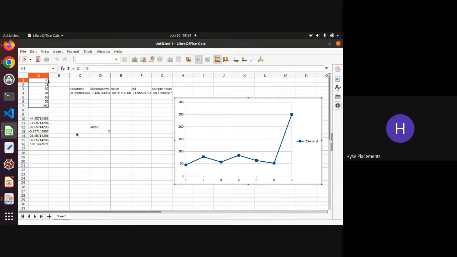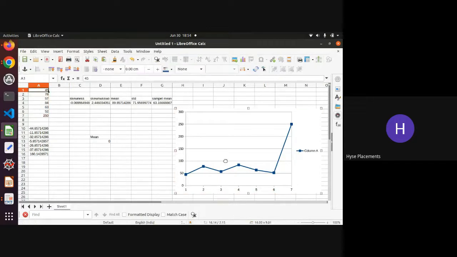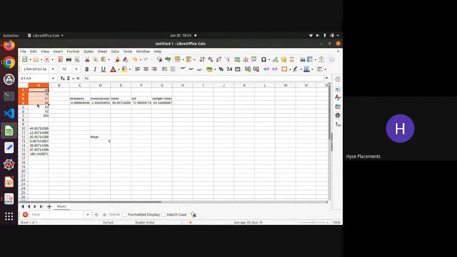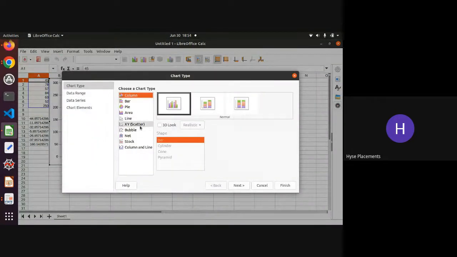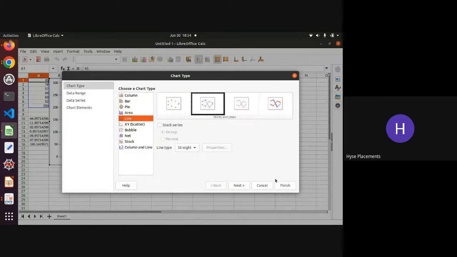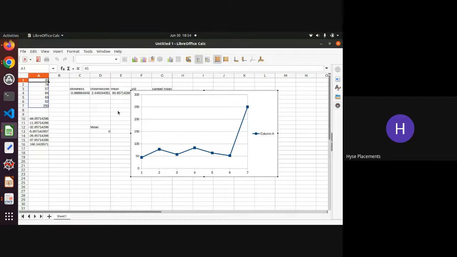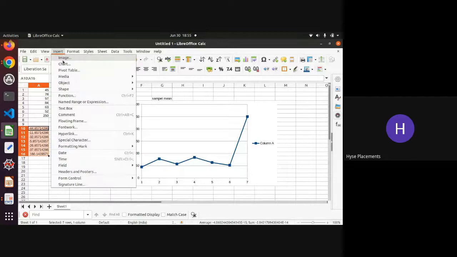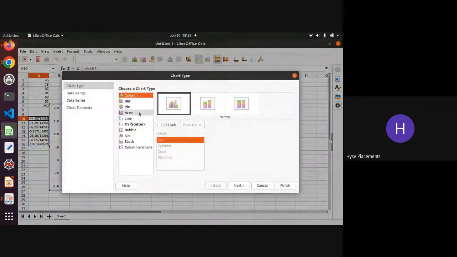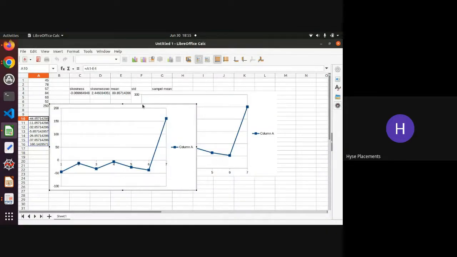Okay, and then we'll use this. I guess I haven't selected all the data points, so let me select again. I'll delete it, and then we'll use this. Insert chart. Finish. Okay, now we are good. Now I'll take this and insert a chart. See, is the graph the same?